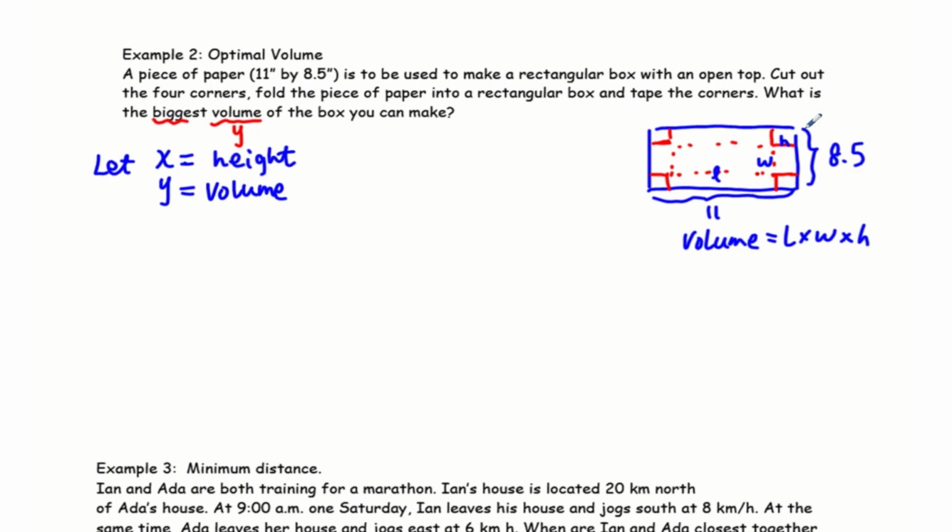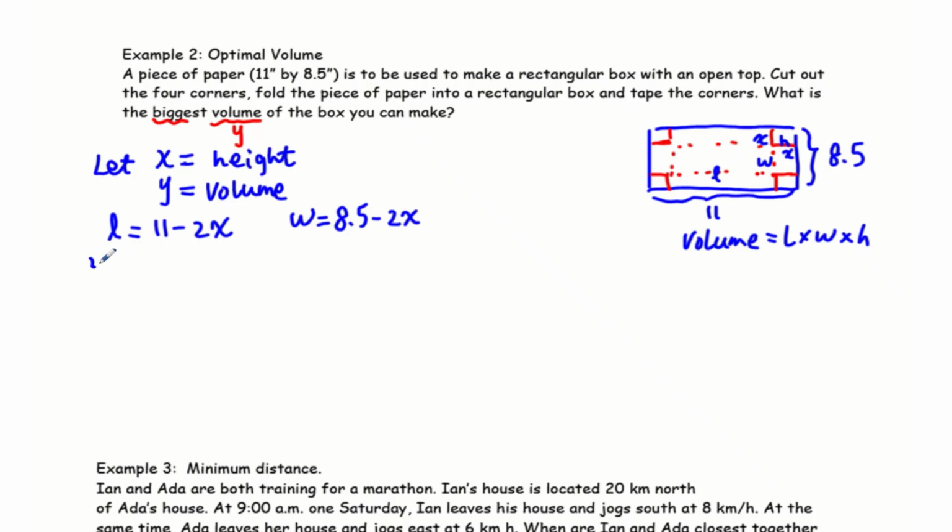Is the h. So x equals this h, x here. Then for the length, you will see is 11 cut out this 2x. So we are going to write length equals 11 cut out 2x, x from each side. And for the width is 8.5 cut out x. So it's 8.5 take out x. The height is x. So we have everything there.